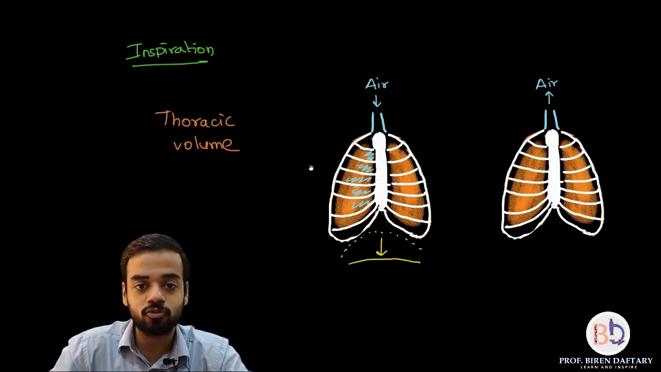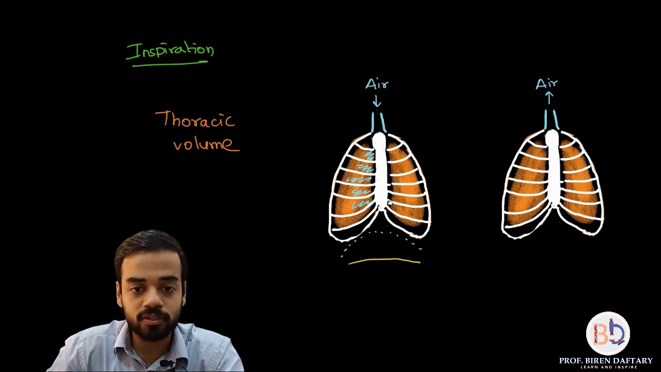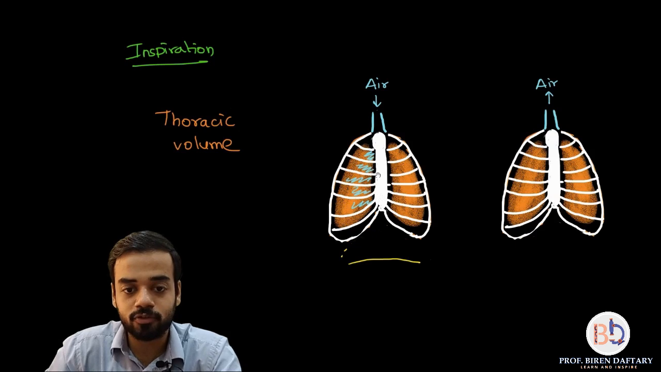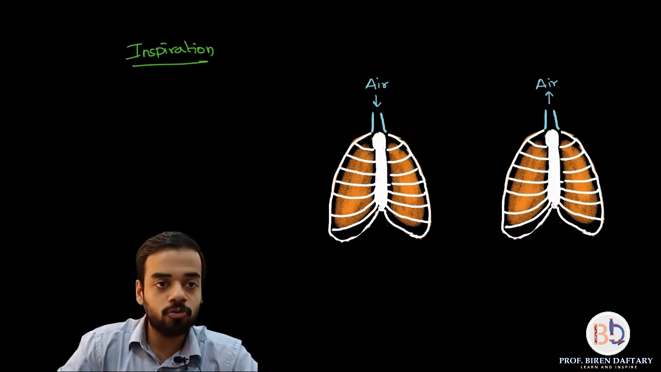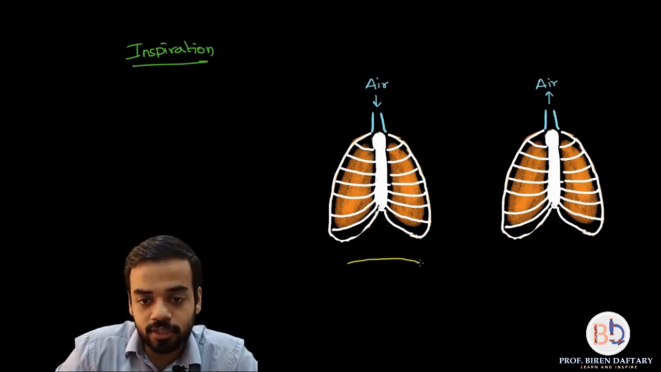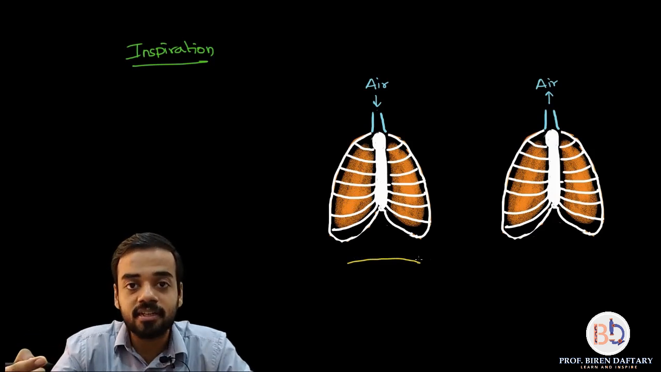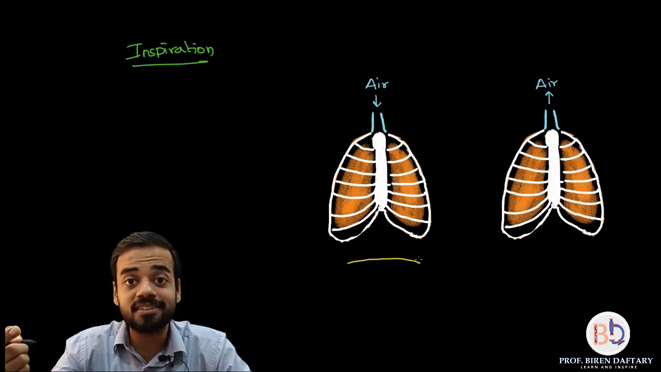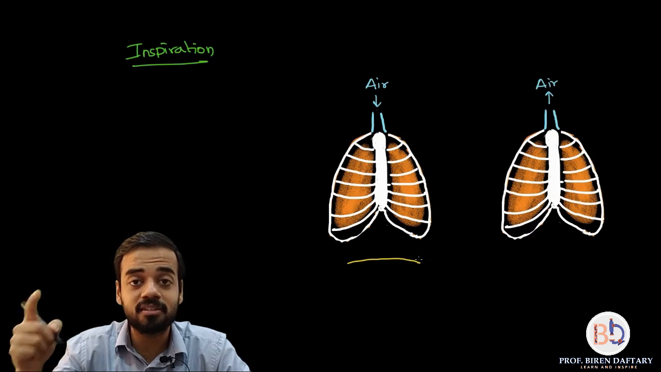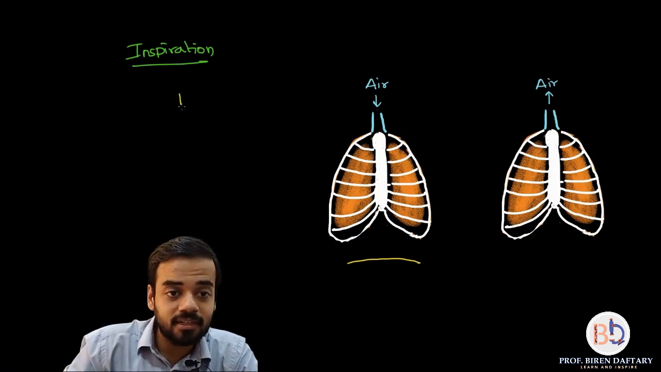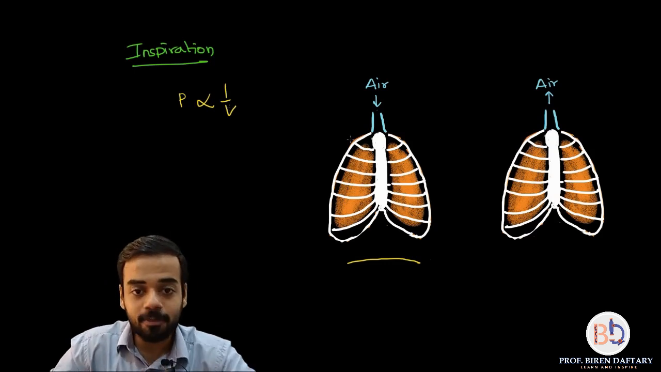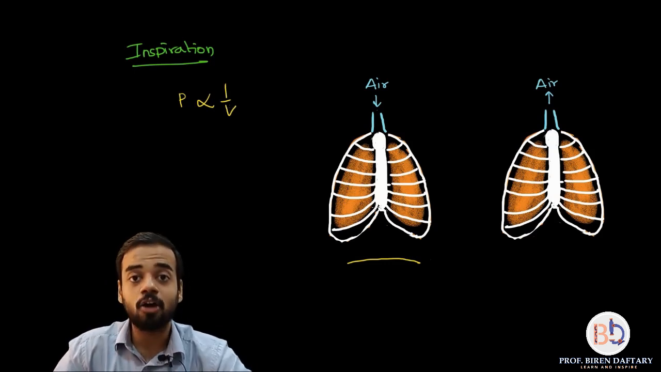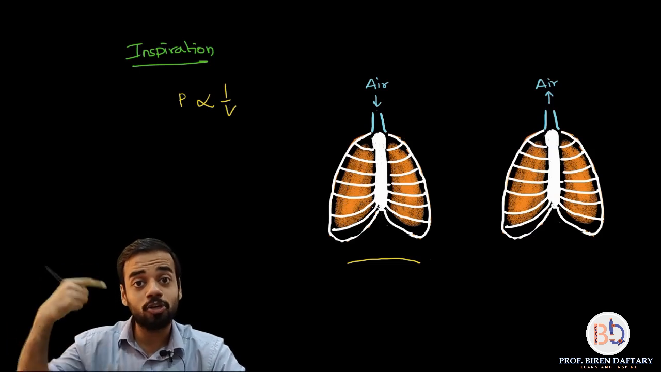The lungs I have shown with this orange color. So what I'm going to do is just rub these blue lines off so it doesn't become confusing. So if the thoracic volume increases, what happens to the pressure? The pressure decreases. Please remember that pressure is inversely proportional to volume. You know this. So the air pressure over here now is very less because the volume has increased.